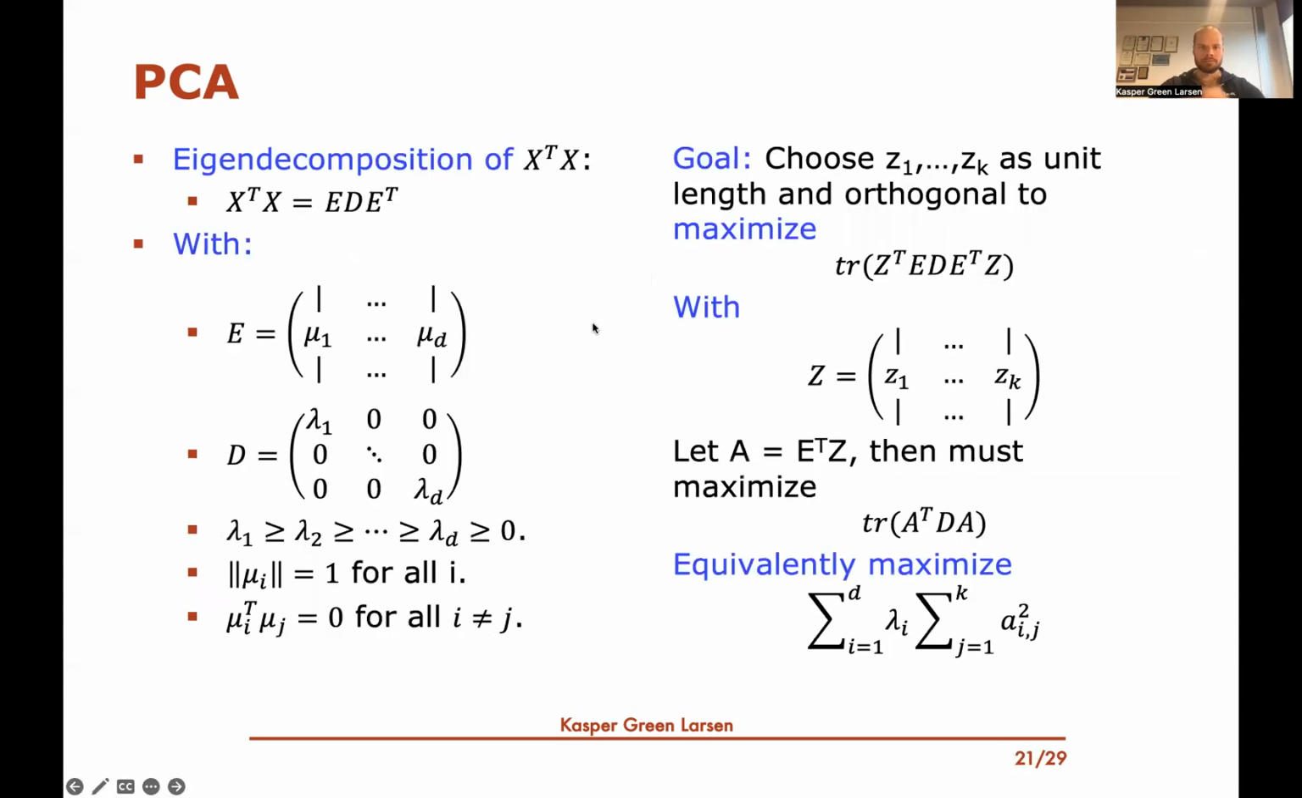So what do we have now? Again, we looked at this X transpose X in the middle. We computed an eigen decomposition of a E, D, E transpose, and then we wanted to choose these unit length vectors Z1 to Zk to maximize this trace. And we defined A to be this E transpose Z. And then we saw that then we, of course, have to maximize the trace of A transpose dA. And we saw that this is the same as maximizing the sum from 1 to D of this lambda i times the sum of the squares in the ith row of A. Right, this is what we're doing here.